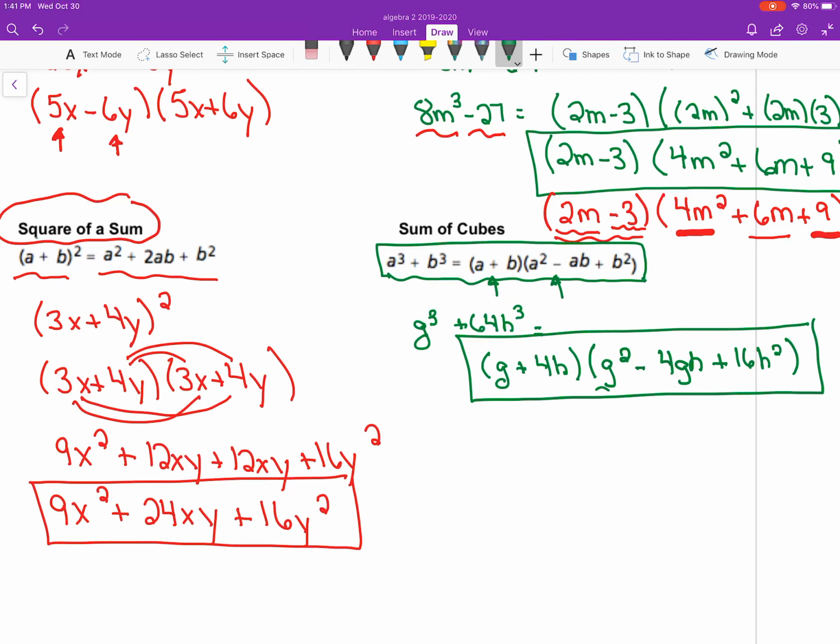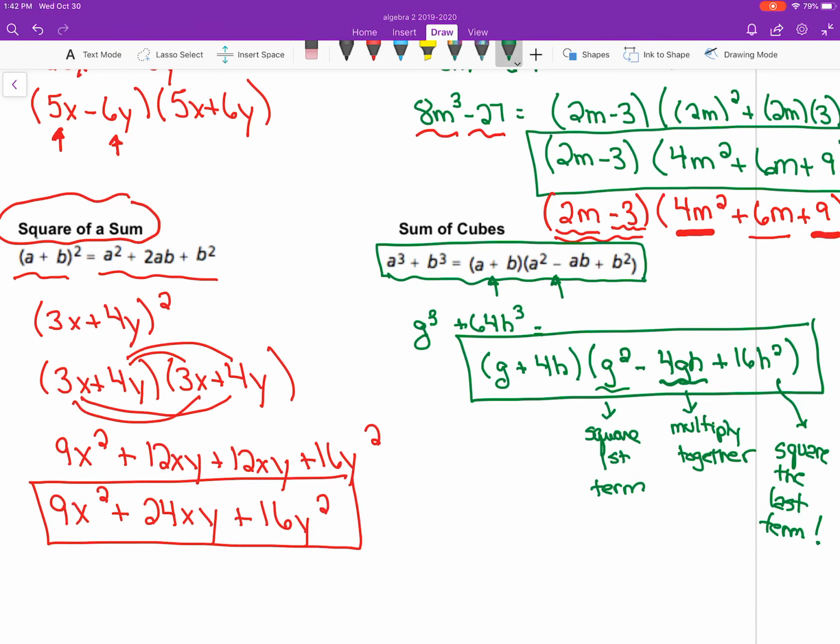So again, square the first term, multiply them together, and then square the last term. And just be really careful with your signs. That is the only thing that is going to change.